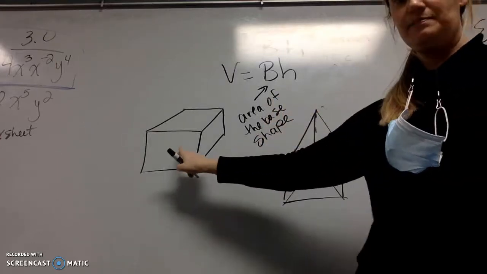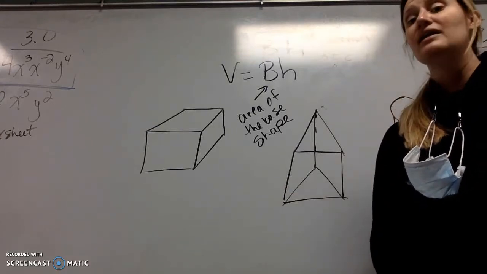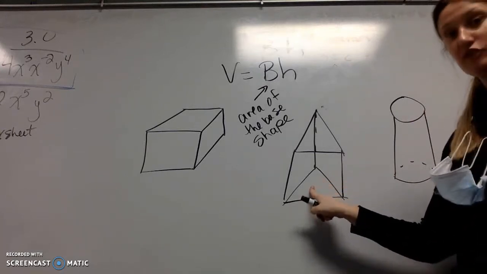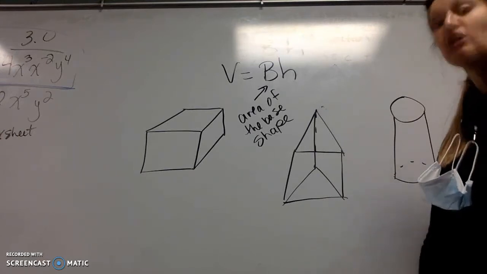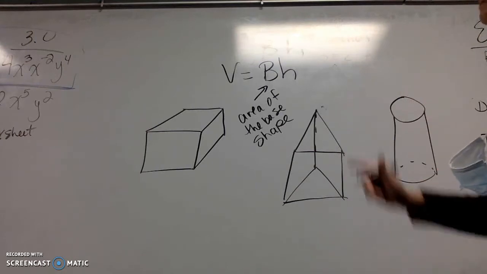So in this prism, our base shape is a rectangle. So we'd find the area of our base shape and then multiply by the height. Here our base shape is a triangle, so we'd find the area of the triangle first. Here our base shape is a circle, so we'd find area of a circle first. So you do have to know how to find area of these two-dimensional shapes, which was last unit.